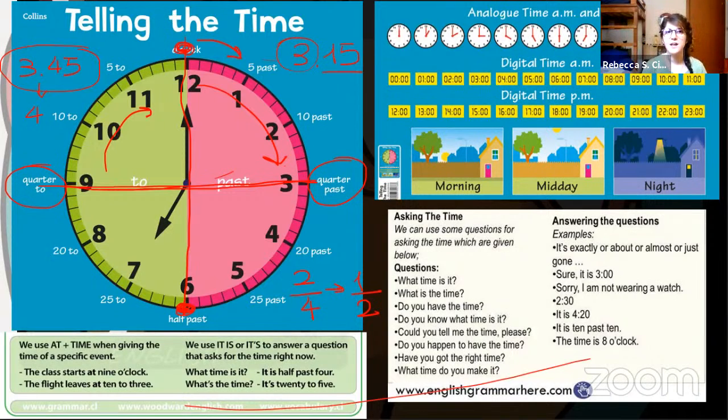So instead of, for example, 3:30, you can say half past 3.